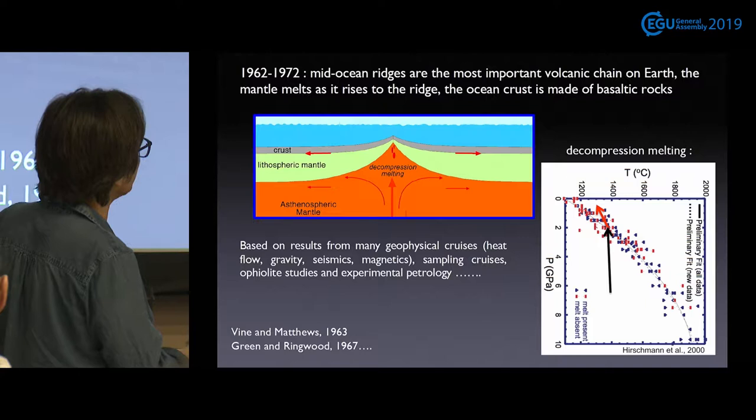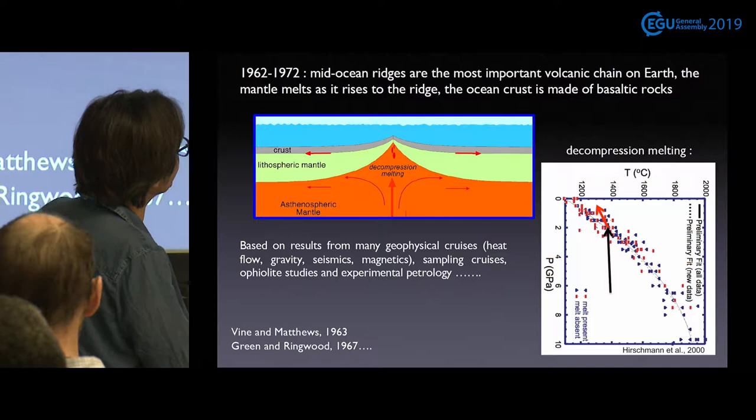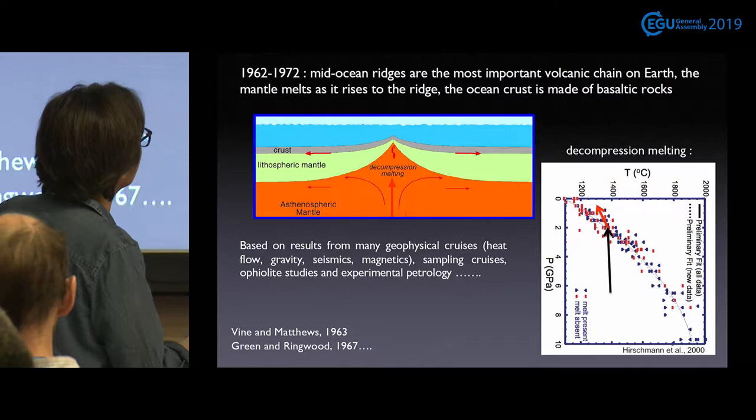So you see, it's parameterized with tens of individual experiments where you take a peridotite composition, you put it in an oven, you put it to a temperature under pressure, and you see whether it's melting or not. And then from that, you put the best possible curve there. And so we have the solidus of the mantle.